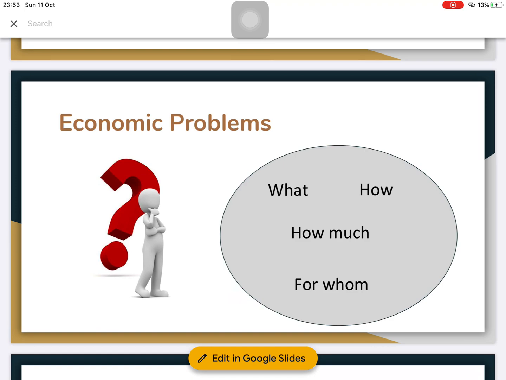Okay, for economic problems, we have four economic problems, which are referred to as what, how, how much, and for whom. What refers to types of goods or services that we want to produce. How refers to the technique or method of production. How much refers to the amount to produce. And for whom is how society allocates the produce to communities, which is the target group or customer of the products or services.